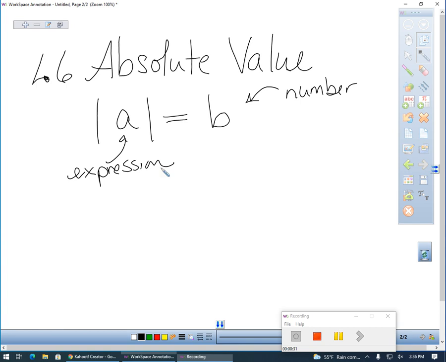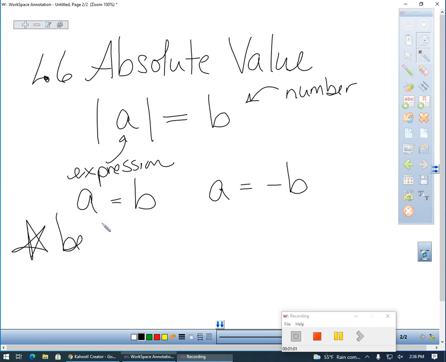Then our solution, or our two solutions, because anytime you have an absolute value, you have two of them, is simply the expression equals the positive of the number, and the expression equals the negative of the number. We're going to split it up into two. Always do two in absolute value. However, there's one special little rule I need you to remember before we get started. I'm going to put a little star there.